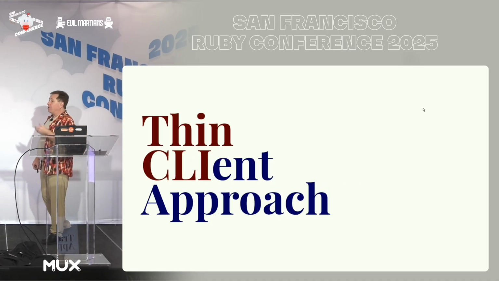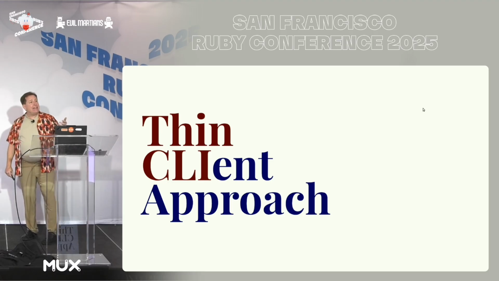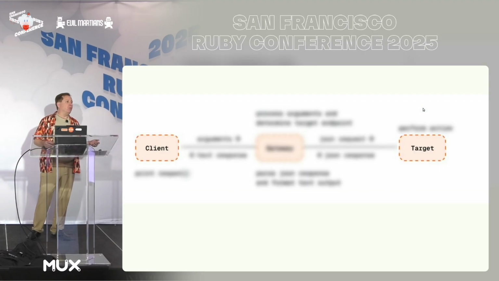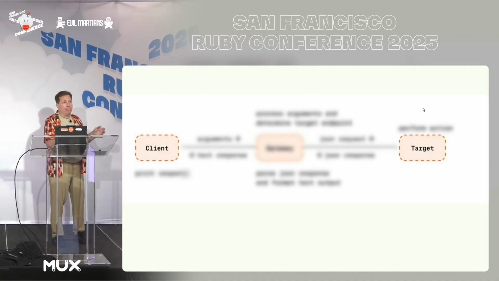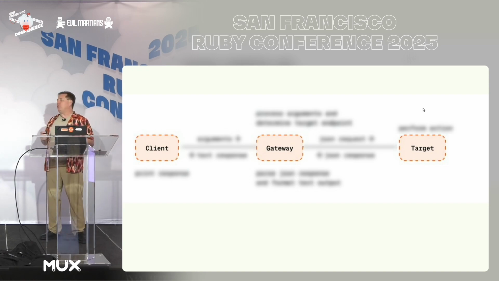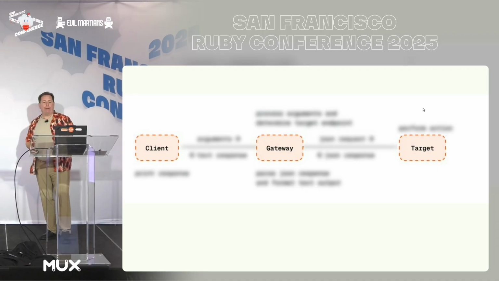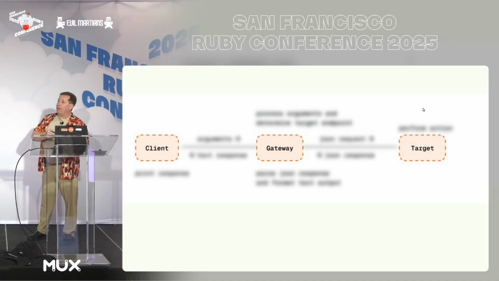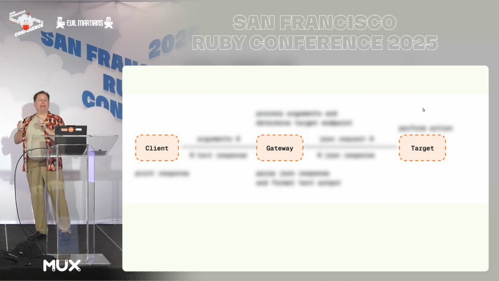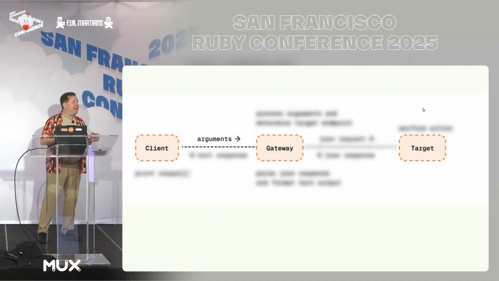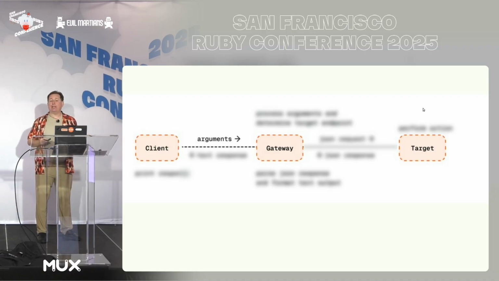Now that I've discussed the traditional approach, let's examine the thin client approach and see how it compares. And here's what the thin client approach looks like. The client in this diagram is still the command line program, and the target is still the API endpoint. The thin client approach introduces the idea of a gateway endpoint. And most of the logic that is in the client program in the traditional approach is performed by the gateway endpoint in the thin client approach. With the thin client approach, the client doesn't even parse the array of arguments received.